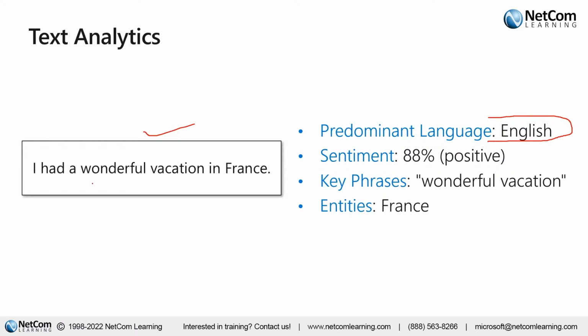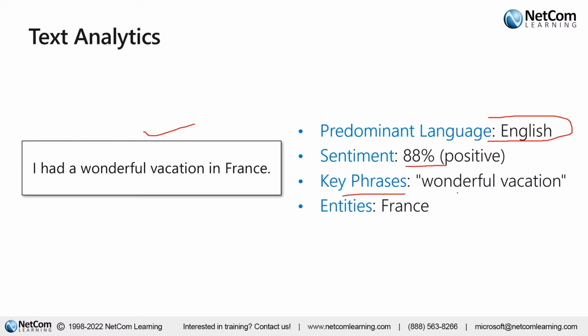So if you see, I had a wonderful vacation in France. It looks positive, right? So the model predicts that it's 88% positive. It might not be 100%. Why? Because there can be multiple reasons. I can be sarcastic when I say I had a wonderful vacation in France, right? So it depends. 88% positive means it's kind of close.